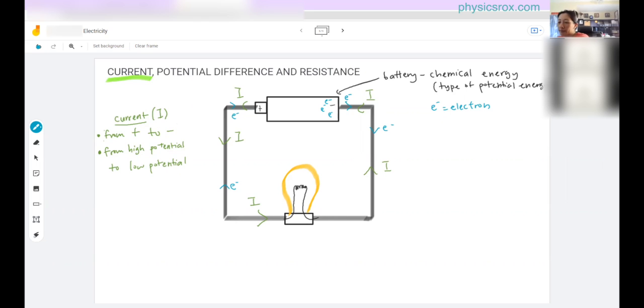You can think of it that way. Okay, as physics students, you are expected to understand this. Yeah, you're expected to know this. All right. So current flows from positive to negative, but electrons from negative to positive.